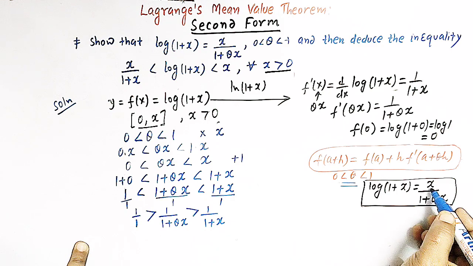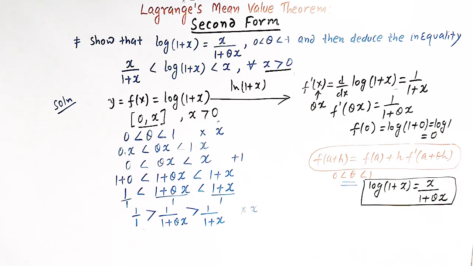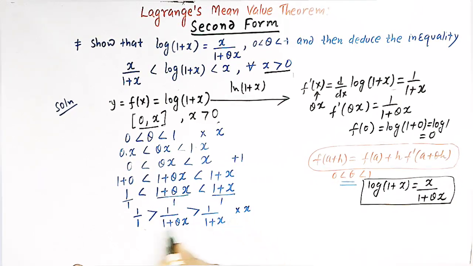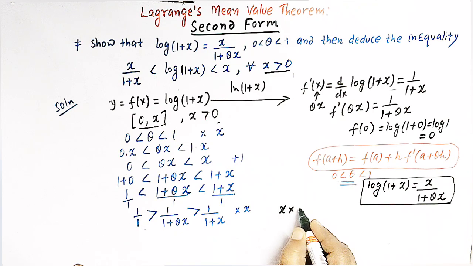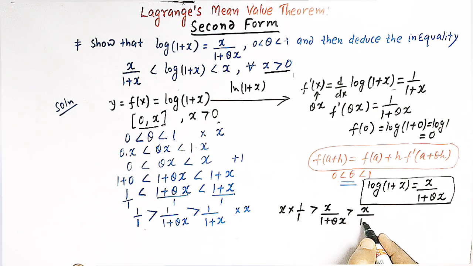So now we have this inequality. So here we have x over 1 plus theta x. So let us again multiply throughout by x. So let us multiply these three quantities by x. And remember, x is greater than 0. So now here we have x times 1 over 1, then we have x over 1 plus theta x, and here we have x over 1 plus x, right? So we have x, and here we have x over 1 plus theta x, and here we have x over 1 plus x.